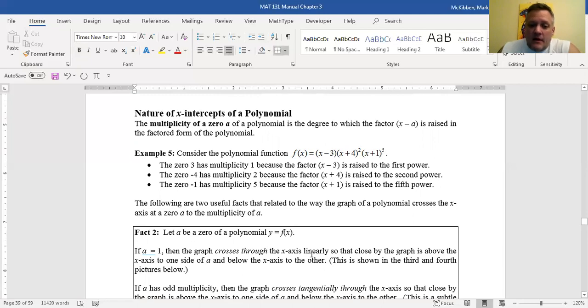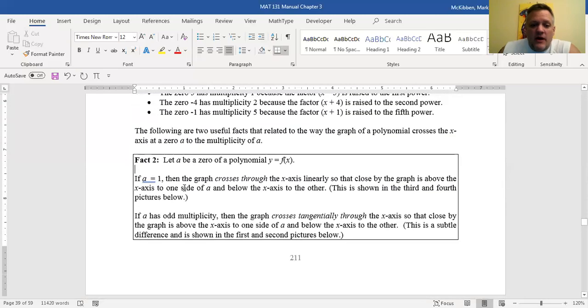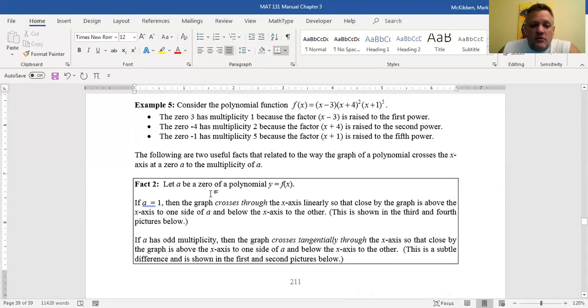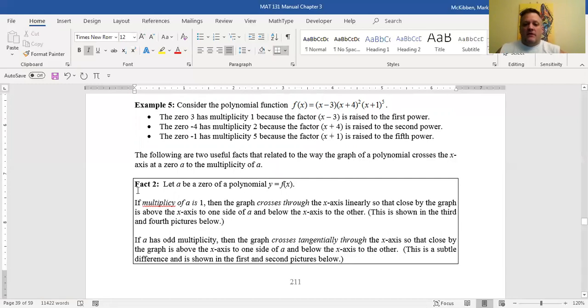Here these two facts are actually quite useful. So let a be a 0. If the multiplicity of a is 1, then it crosses linearly. So make that change in your PDF. The actual 0 itself is irrelevant. It's the multiplicity that's important.